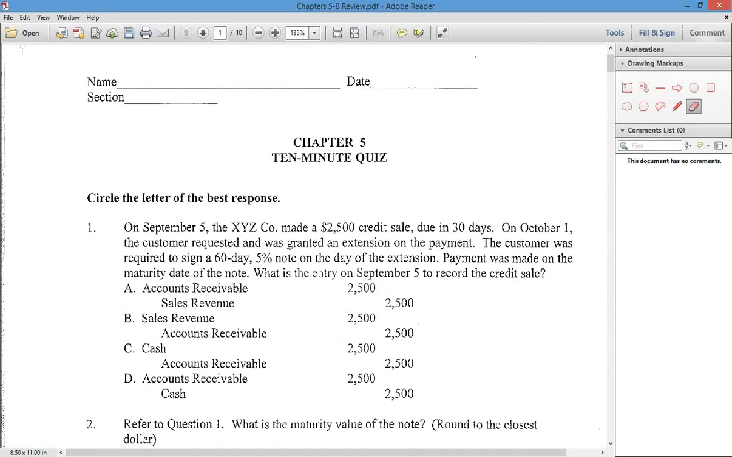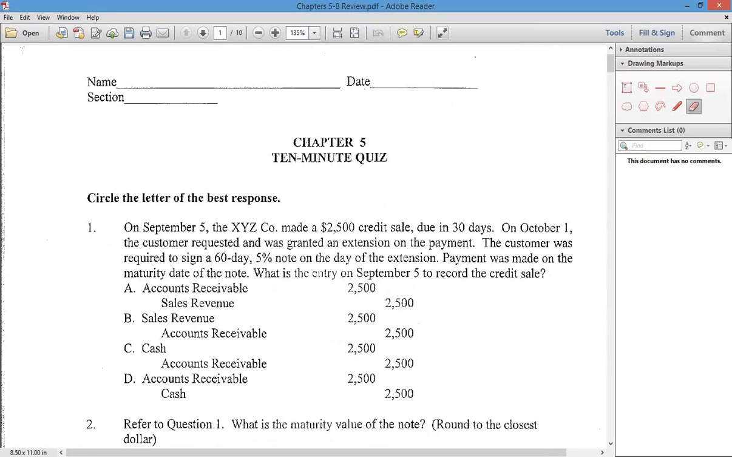So one thing to remember is if you were looking at an income statement, you would see gross sales minus your sales returns and allowances minus your sales discounts to equal your net sales. Now I'm just doing basic terminology through the chapter, and then we'll look through the quiz that I have up here as practice. There are different types of receivables, of course.